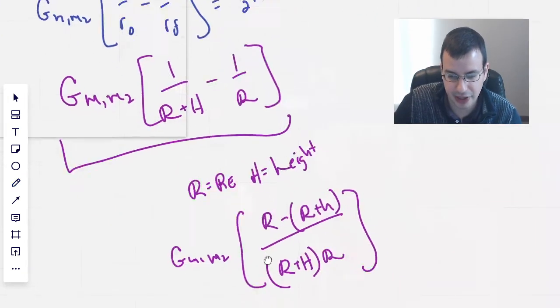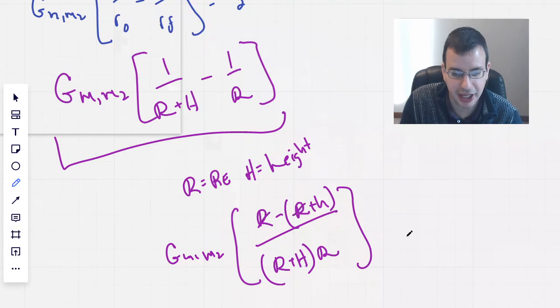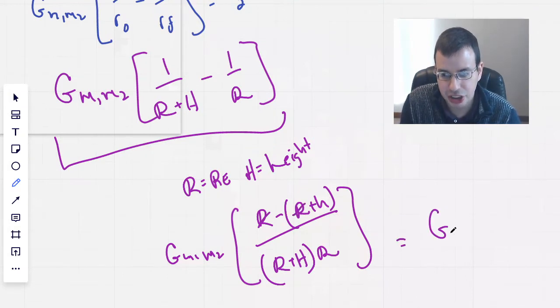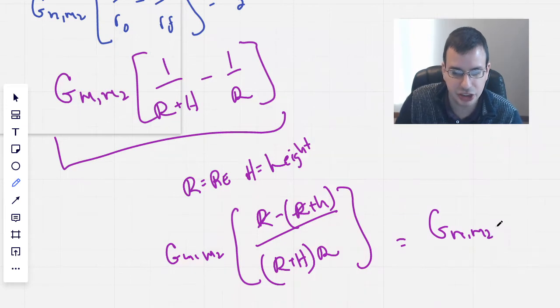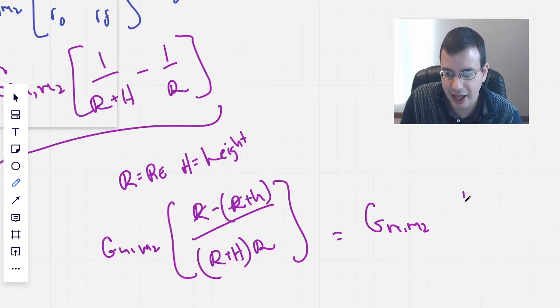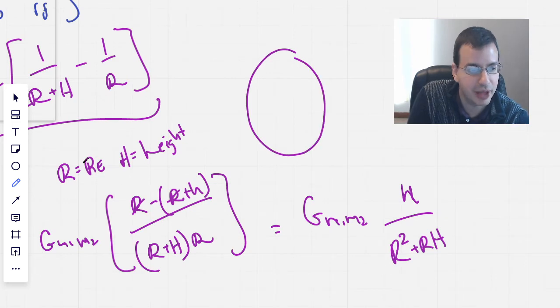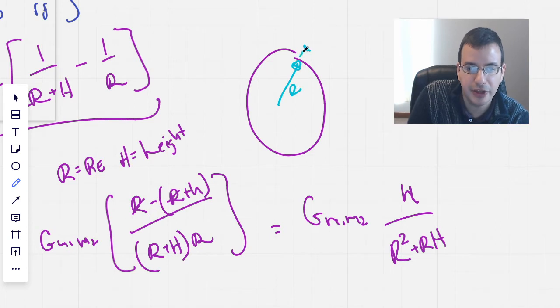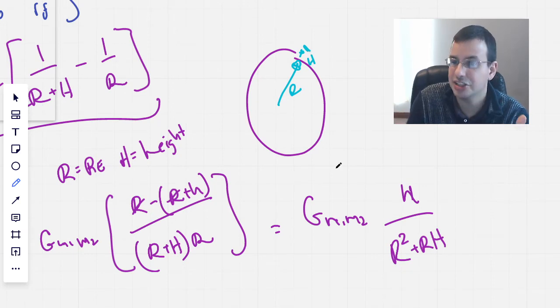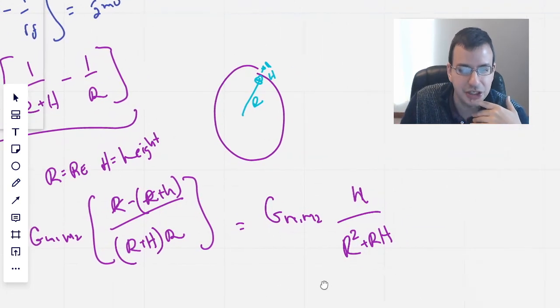Then we simplify one more time. These R's are going to cancel. We're going to have G mass 1 mass 2 times h over, and then simplifying this part, it'll be R squared plus Rh. We're going to say that h is very small with respect to R. The idea here is this is R, this is h, and h is small. This is kind of like a limit, as h approaches 0.